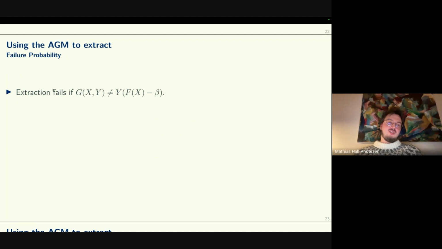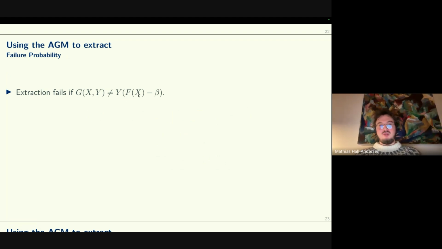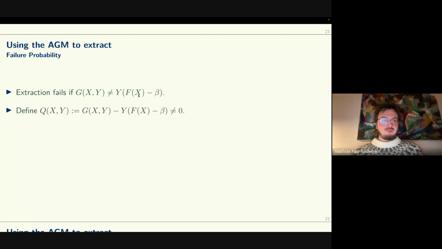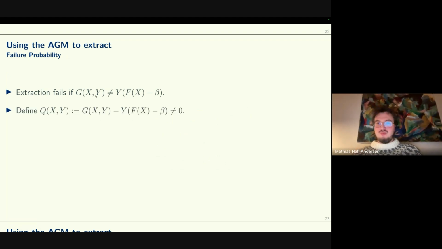Now, I said that the extractor fails if they are not equal, right? And now I want to prove that if this happens, then some crypto is broken. So same deal as last time. I subtract the two sides from each other. This is a non-zero polynomial. It's a bivariate polynomial. It's non-zero because otherwise.